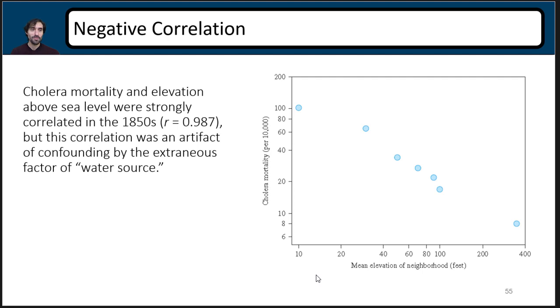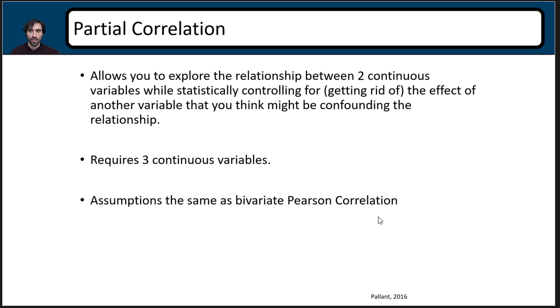All right, moving forward. Okay, so here is a visual of looking at that negative 0.987. Here it is. As the elevation increases, the cholera mortality rate decreases. All right, so a negative correlation there.